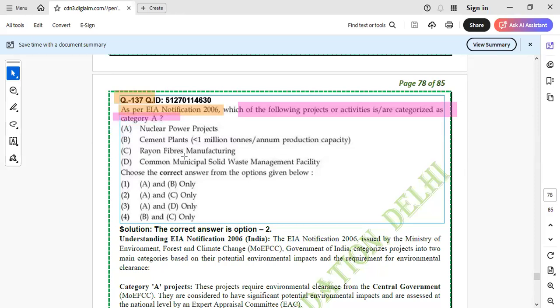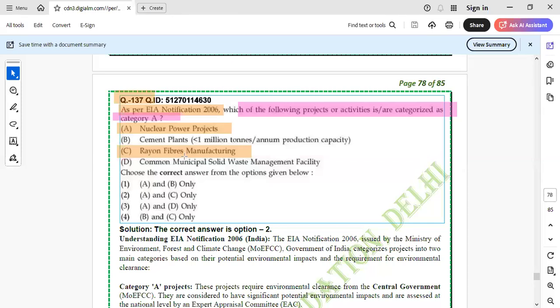Let me tell you, category A is basically nuclear power projects, rayon fiber manufacturing units, and cement plants of more than 1 million tons. Here they have given less than 1 million tons, so this will be wrong. This cannot be in that category. If it had been more than 1 million tons of annual production capacity, then it would come into category A. So the correct answer here would be nuclear power projects, which are in category A, and rayon fiber manufacturing. If this had been more than 1 million tons, a cement plant would also come into A, if I am not wrong.